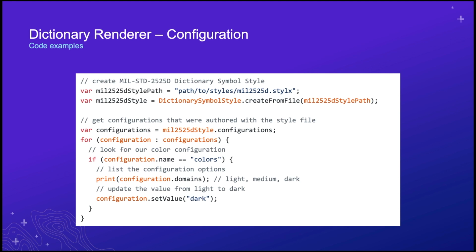Again, we'll create the dictionary symbol style from the style file path. This style file will contain many different configurations, and this will return to you a list. We can loop through the list of configurations. In this case, we're looking for a specific configuration where the name is colors. We're going to print out the different domains, and the domains are the options that you can set. In this case, for colors, we can set light, medium, or dark. To modify it, we can simply call configuration.setValue and pass in one of the domain values, for example, dark. This all works by reference, so you simply call setValue on that same configuration instance and everything will update for you.